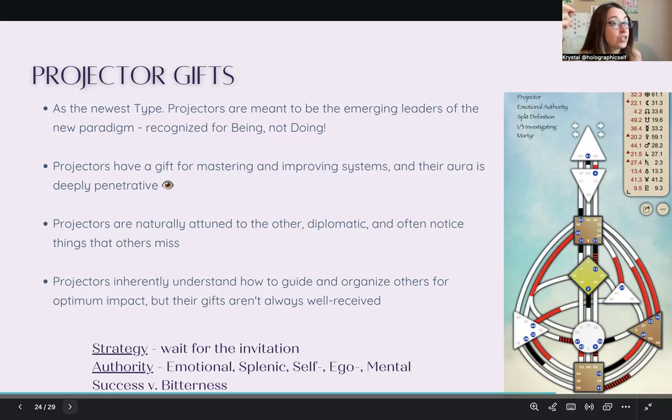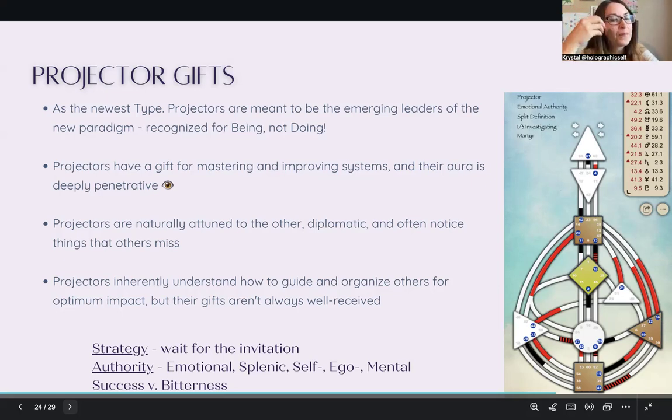And we tend to also have a gift for mastering and improving systems. So we tend to be able to see the bird's eye view of, oh, this is the whole thing, and this is how and why it's working and where it's not. And hey, I have some ideas for improving it. But not everybody is going to be receptive to the projector coming in, mastering the whole system really quickly, and then saying, hey, let's change it.